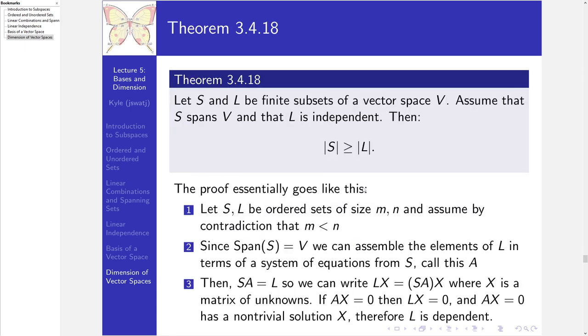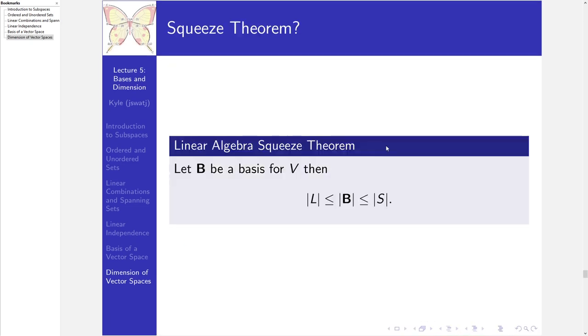Here's a better way of writing out this inequality that we're looking at. If S and L are finite subsets, S spans V and L is independent, then the size of S is going to be greater than or equal to the size of L. There's basically this balance between the spanning set and the independent set. And the basis lies in the middle of this inequality, which I write right here. There's a kind of squeeze theorem for it. This is the independent set, this is the basis, and this is the spanning set.